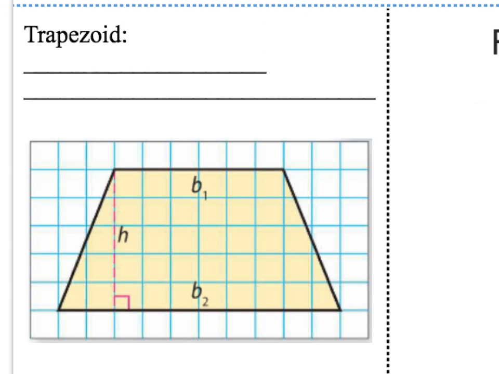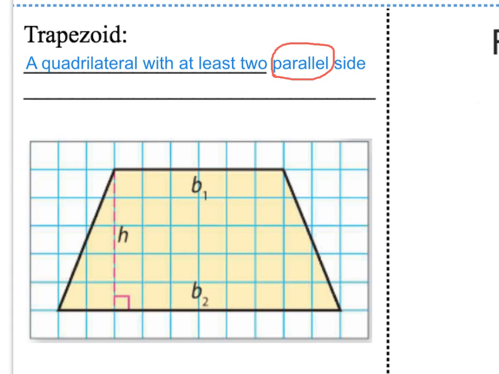So before we can start solving trapezoid area problems, we're going to have to know what a trapezoid is. The definition of a trapezoid is a quadrilateral, which means a four-sided shape with at least two parallel sides. Now the word parallel means the sides never touch. If we look at this figure down here, this is an example of a trapezoid.